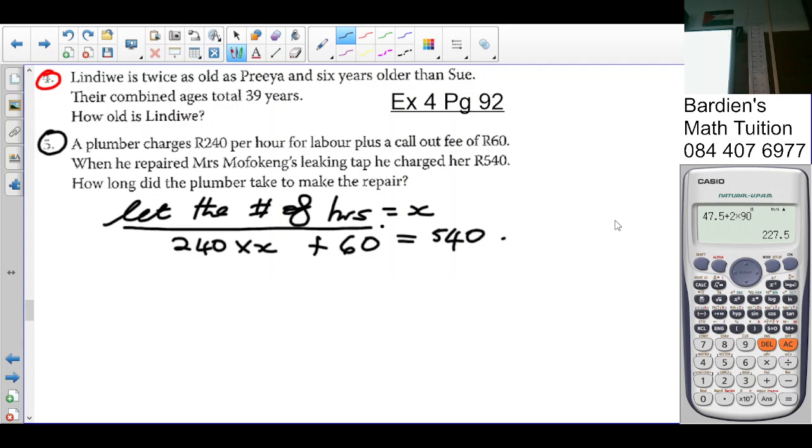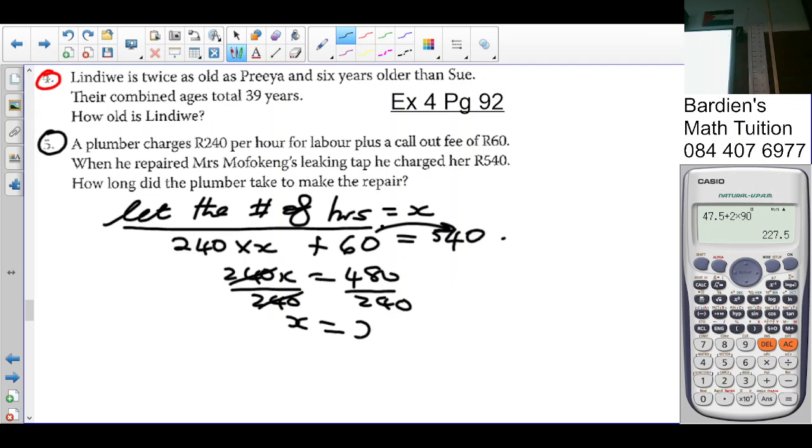But anyway, so we solve for x here, we take that over, so it's 240x equals 540 minus 60, which is 480. Divided by 240 on both sides, so x is equal to 2.